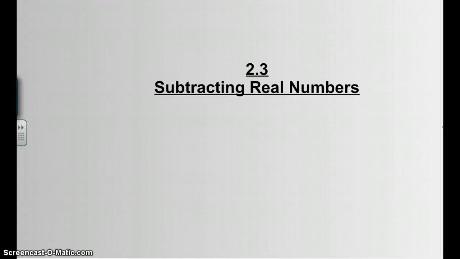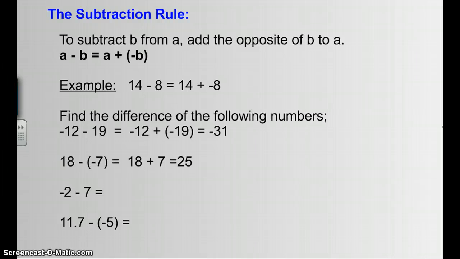This is section 2.3, subtracting real numbers. This is a subtraction rule. To subtract b from a, you must add the opposite of b to a. So in this case, a minus b equals a plus the opposite of b. That's what you're really doing when you're subtracting. You're just adding the opposite of a number.